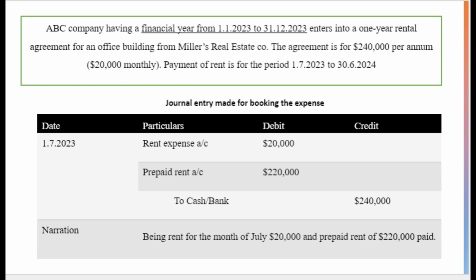So when the payment is made, the journal entry goes like this: 1/7/2023, rent for the month of July has to appear in the books for the month of July. So rent expense account is debited $20,000. The balance amount goes to prepaid rent. That means the rent will be utilized in the coming months.